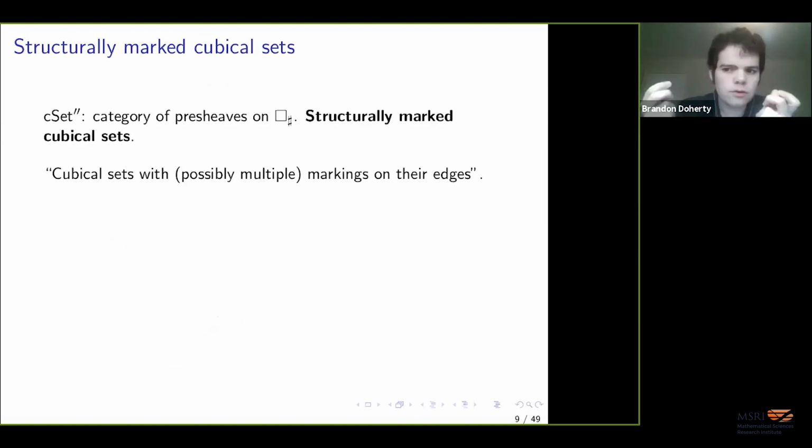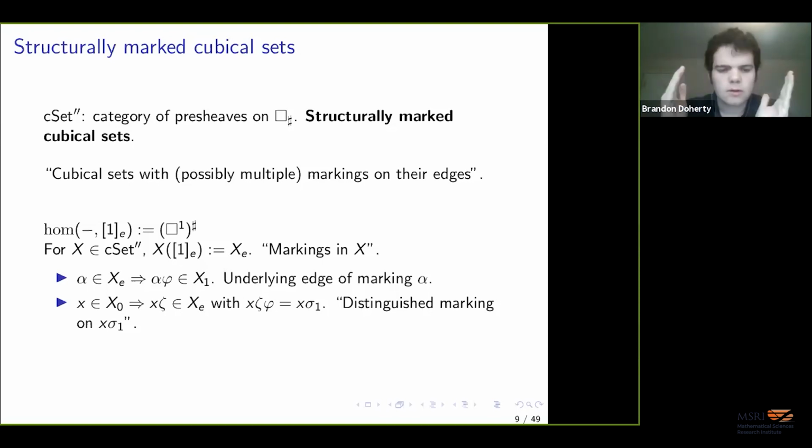So we refer to presheaves on this new category, box lower sharp, as structurally marked cubical sets. The way we think of these is as cubical sets with markings on some of their edges, possibly multiple markings on the same edge. We refer to the representable presheaf at this new object, 1 sub e, as box 1 sharp, and the value of a given structurally marked cubical set at 1 sub e, we think of as the set of markings in that structurally marked cubical set, the set of markings on its edges.